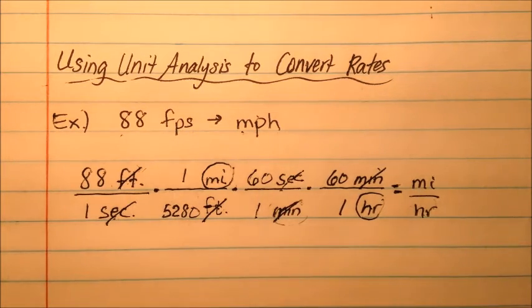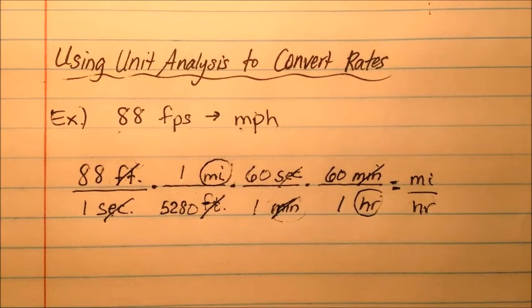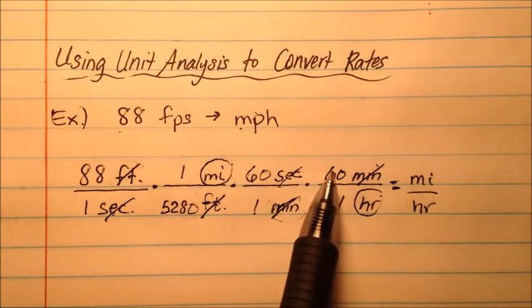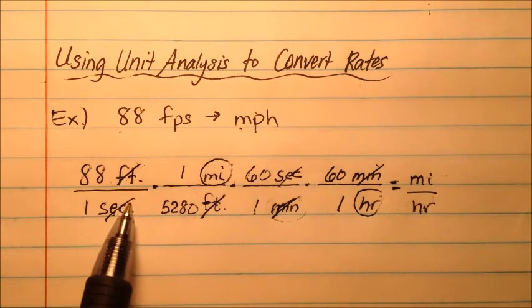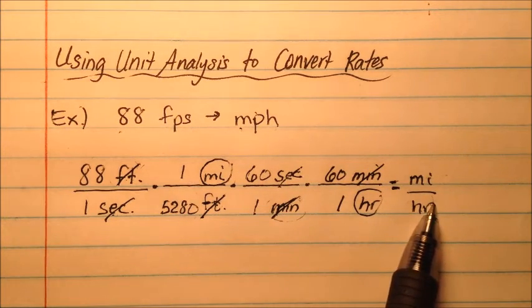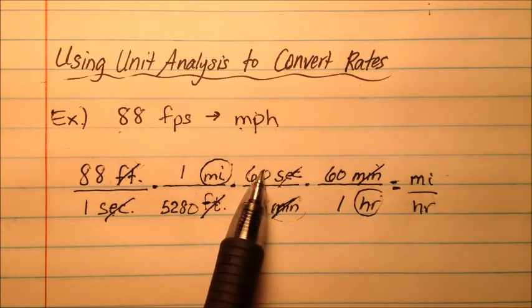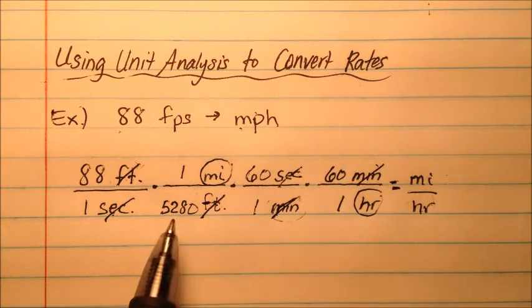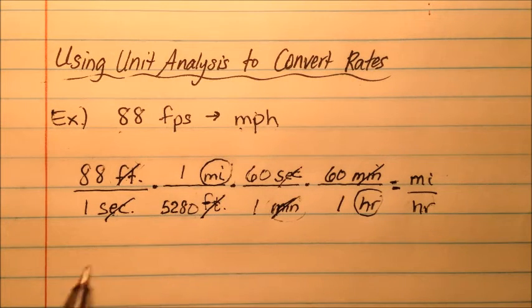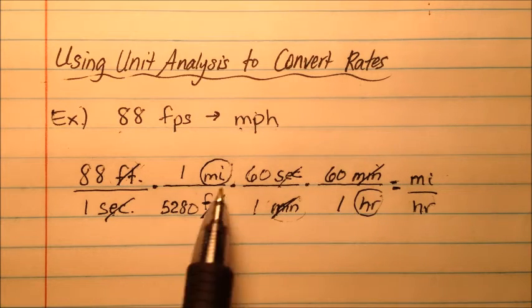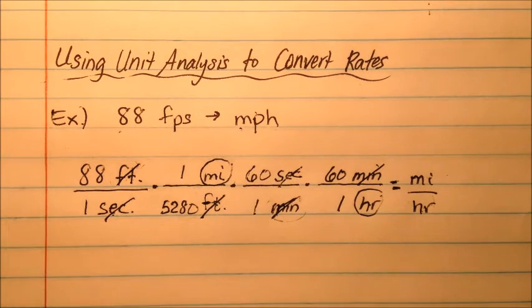Now we have a bunch of numbers here. If you're putting this in your calculator, here's how this is going to work. Everything that's on the top gets multiplied, and everything that's on the bottom is divided. You could do this a couple of ways. You could say 88 times 60 times 60, and then divide by 5,280. Or you could do 88 divided by 5,280, and then times 60 and times 60.